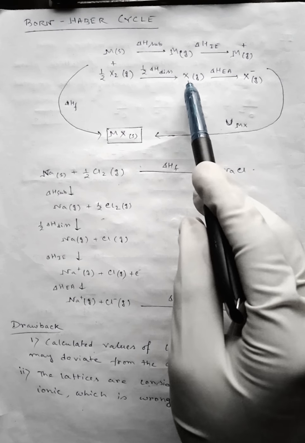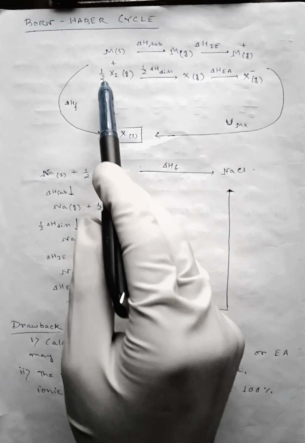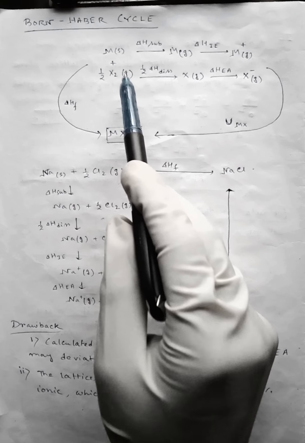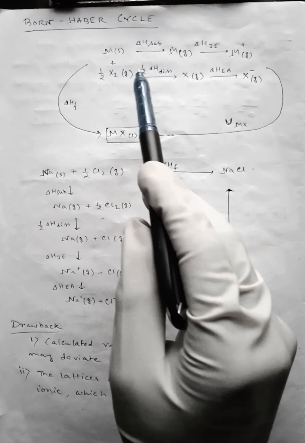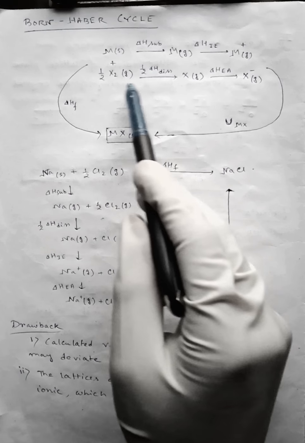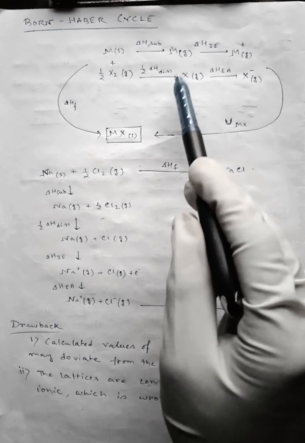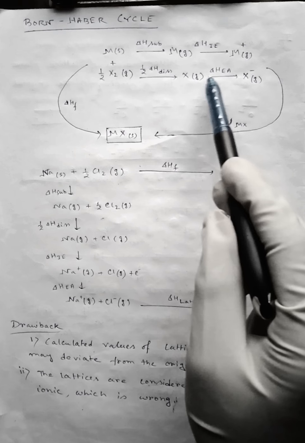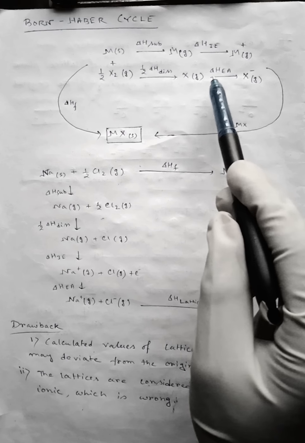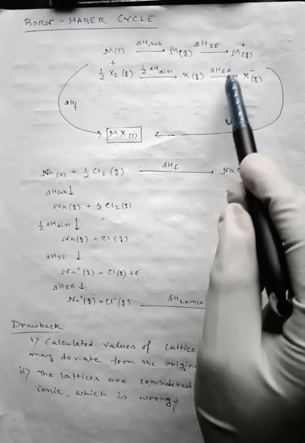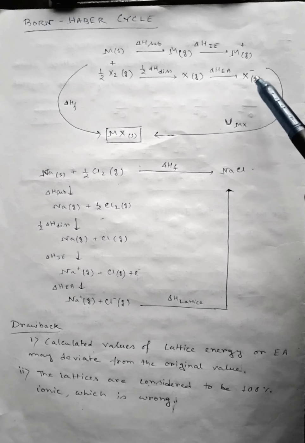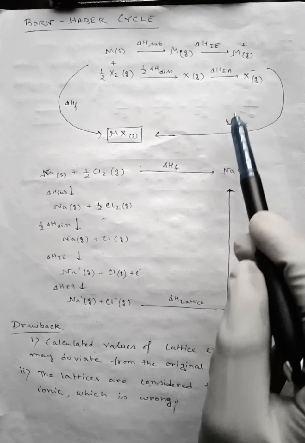a free gaseous atom. Now we are using half because it is X2. If it dissociates, it will give 2X atoms, and we are dealing with only one atom, that's why we are multiplying by half. And with this gaseous atom, if we supply the electron affinity enthalpy, this will be negative. That means we don't have to supply energy, this will just release energy, and this will give the halide anion.